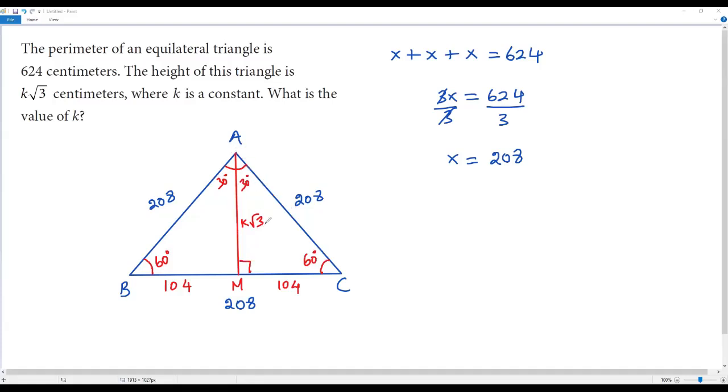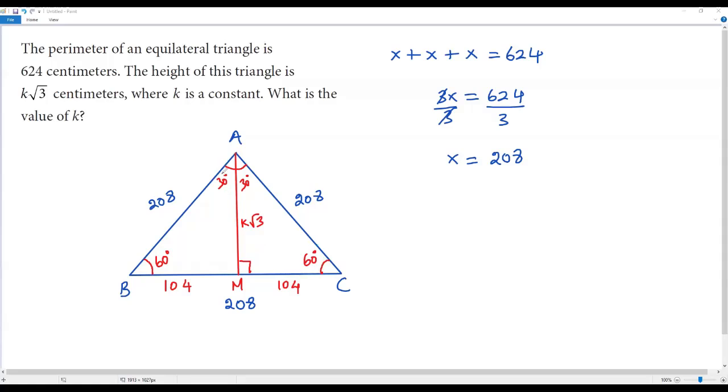It's clearly a 30-60-90 special right triangle, because here we have 30 degrees, here we have 60 degrees, and this is a right angle, 90 degrees. In a 30-60-90 special right triangle, the shortest leg is the one opposite the smallest angle, that is 30 degrees. Here MC is the side opposite the smallest angle, 30 degrees, so MC is the shortest leg. What is the next longer leg? The next longer leg is the side opposite the 60 degree angle, because it is the next larger angle. So AM is the next longer leg, because it is opposite 60 degrees.